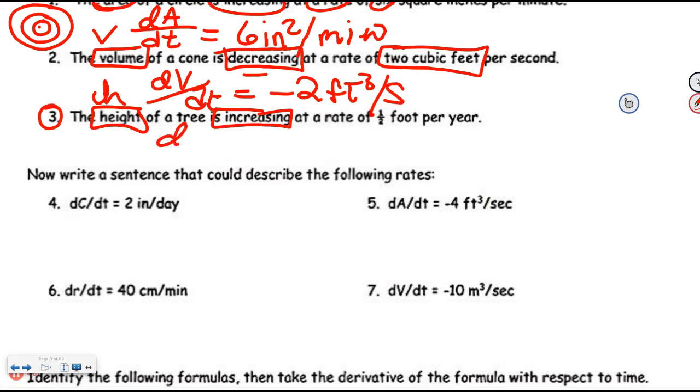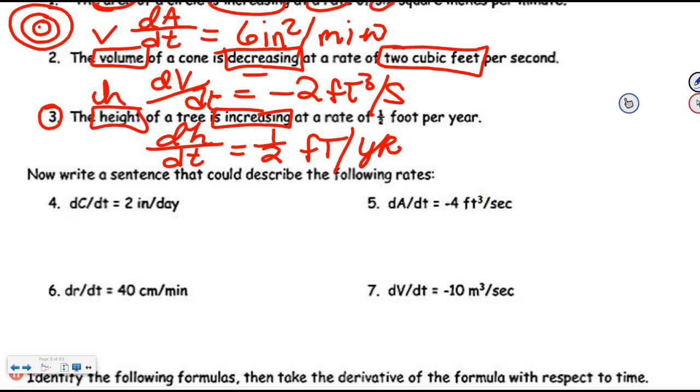So I would say the rate that the height is increasing with respect to time is equal to a positive 1/2, and that would be feet per year. So our first task is, can you translate a sentence that has a related rate into some calculus notation? Now we're going to go in reverse. Can you take a related rate and put the words or the sentence that would go with it?